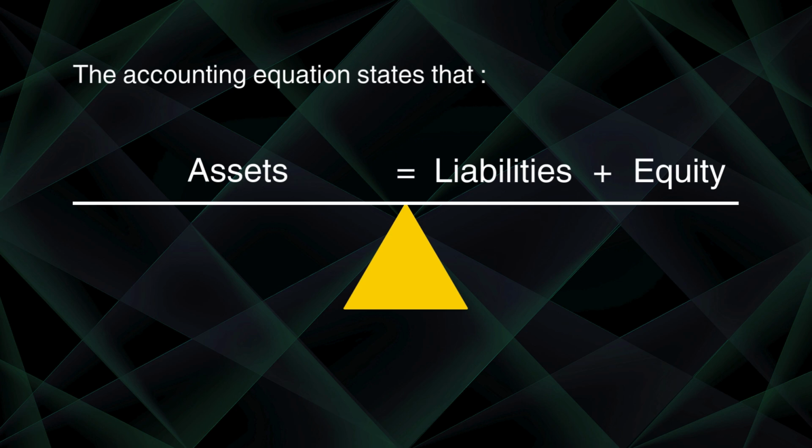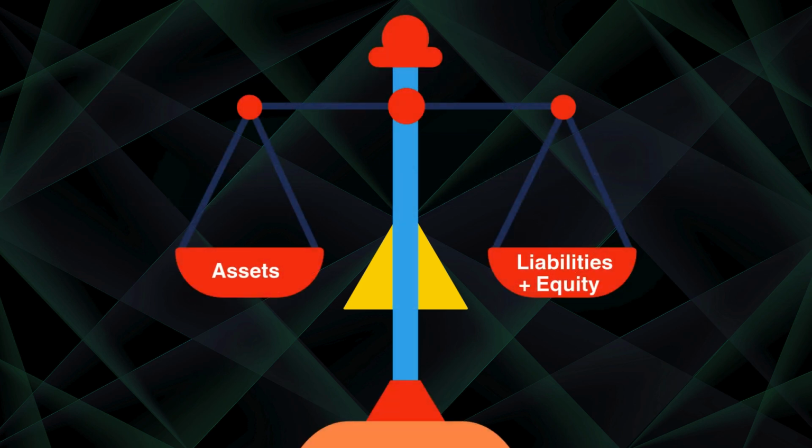This means that a company's assets must always be equal to the sum of its liabilities and shareholders' equity. The equation ensures that the balance sheet is balanced and that every transaction is properly recorded. It reflects the idea that all the company's resources, that is the assets, are either funded by borrowing, that is the liabilities, or by the owner's investment, which is the equity.